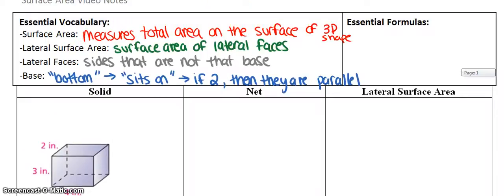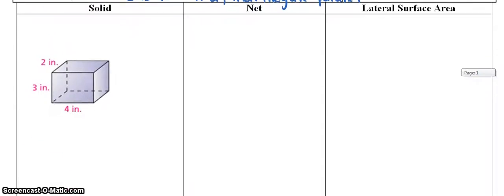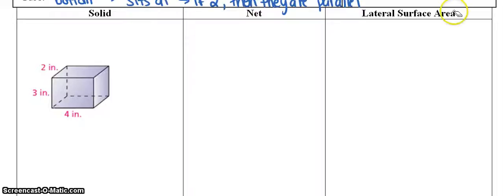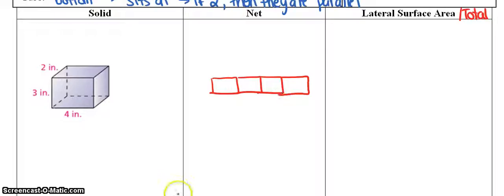Okay, so for each of these problems, you're going to draw the net and then find the lateral surface area. I'm also going to include the total surface area. So lateral, and then we'll find total. For this one, it's a rectangular prism. If you look at the two bases, they're rectangles, and then all four sides around here are also rectangles. So if I unfold just the lateral sides, you just have four rectangles put together like this. So I'm going to draw the net, which is the flat shape.